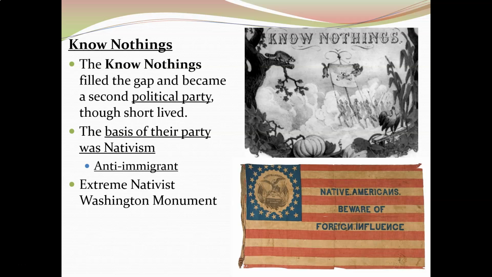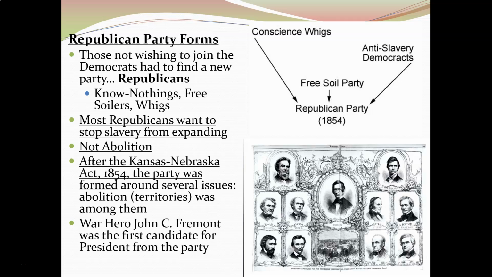You also had the Know Nothing Party, and they filled the gap and became a second political party, though they were short-lived. The basis of their party was nativism, and they were very much anti-immigrant and extreme nativists. They did so much as to put a monument up to Washington, saying he was the first American, and this is our land, and that we've got to be careful of foreign influence and these people coming into our country. And funny enough, guys, if you look at today's society, there's a lot of people you could call Know Nothing party members because they're kind of supporting the same thing, that we need to keep people out from other countries.